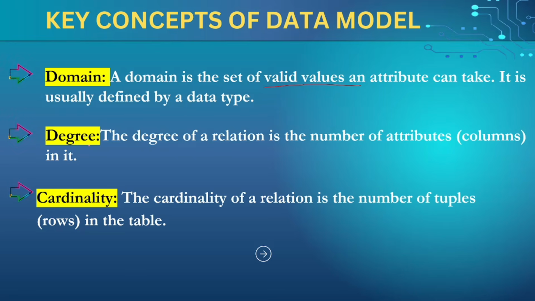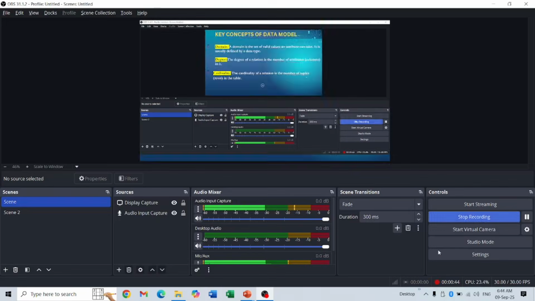And next one is degree. What is degree? Degree of a relation is the number of attributes. If you want to calculate the number of attributes, that is called degree. Cardinality of a relation is the number of tuples in a table. So these are the important keywords you have to mention.